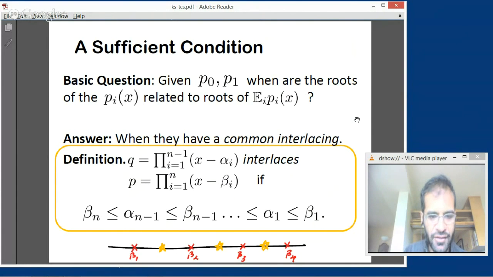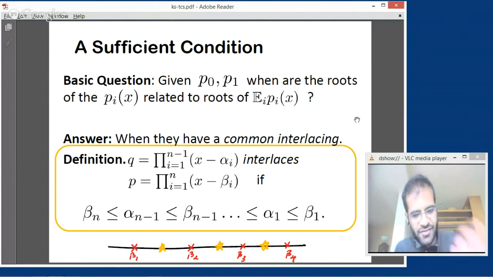We say that Q interlaces P, where P is a degree n polynomial, if between every two roots of P there is a root of Q. So the picture is as shown here. Between every two betas, there's an alpha. So that's the definition of Q interlacing P. And given a bunch of polynomials, I'm going to say that they have a common interlacing if there exists one polynomial which interlaces all of them.